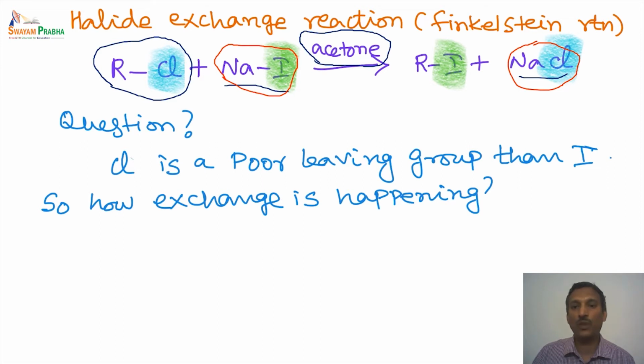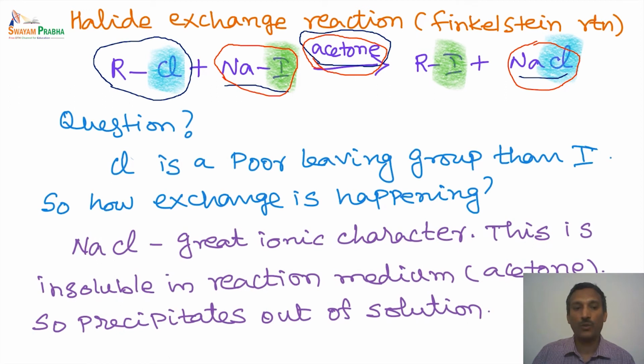So between these two things, some specific properties in a particular solvent, especially in acetone, help in making this reaction proceed in the forward direction. So let us look at what is that specific property. Sodium chloride basically has a great ionic character. This is the crucial thing for this particular reaction to proceed forward. So this is highly insoluble in the solvent which we are using.